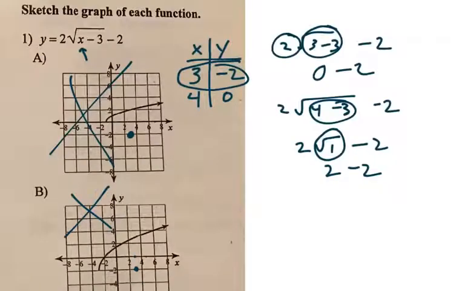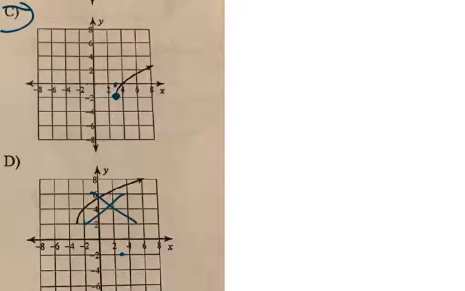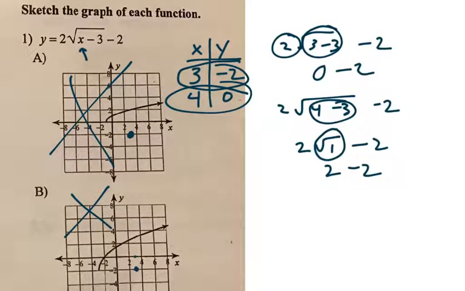But I just want to point out, guys, that you should always check the next point just to make sure. (4, 0). Well, notice right there. So right there is (4, 0). Right there is the (3, negative 2). That's why I would pick graph C. Okay? Pause the video if you need to.